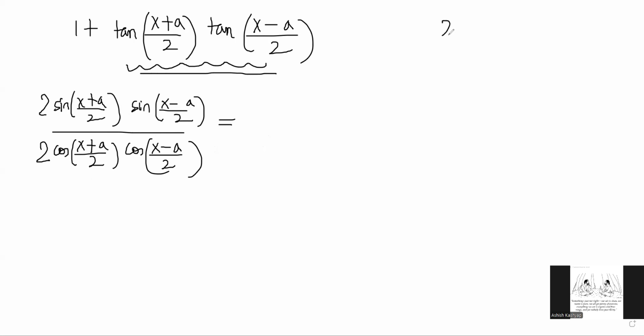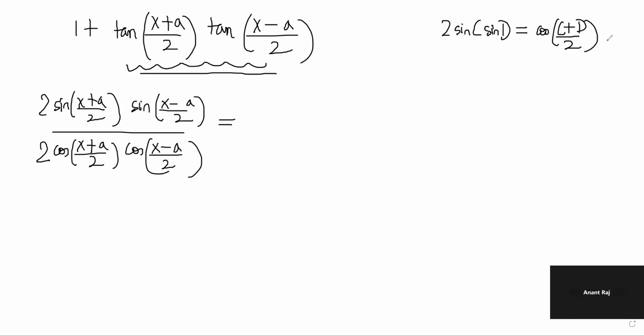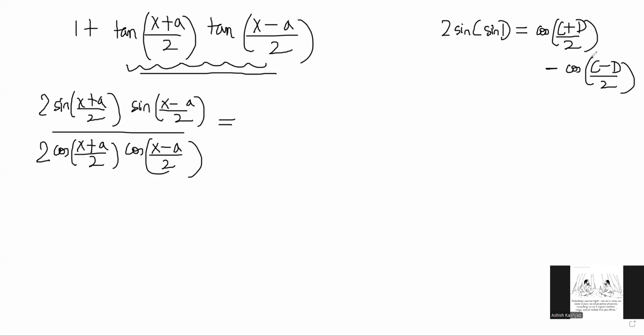And you should know the formula: 2 sine c sine d. Yes, sir. That is cos of (c minus d) minus cos of (c plus d). Not divided by 2, I think. Cos of c plus d and cos of c minus d only. Oh yeah, no need to do a by 2. This is the basic identity.